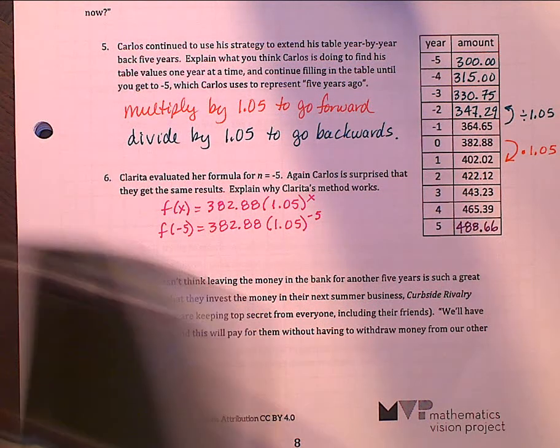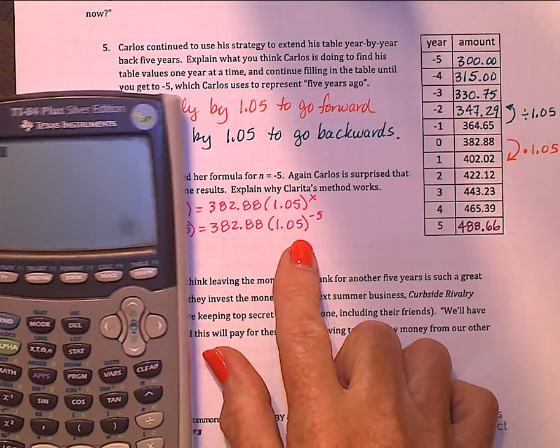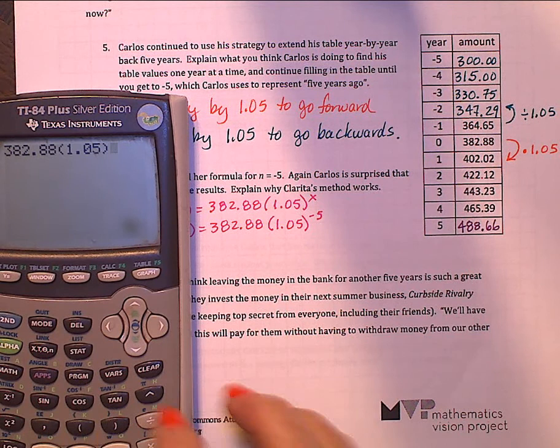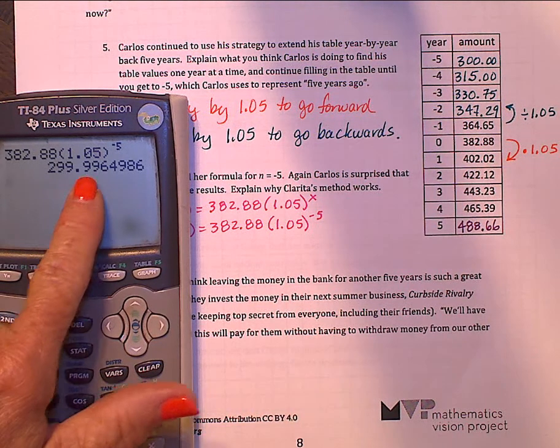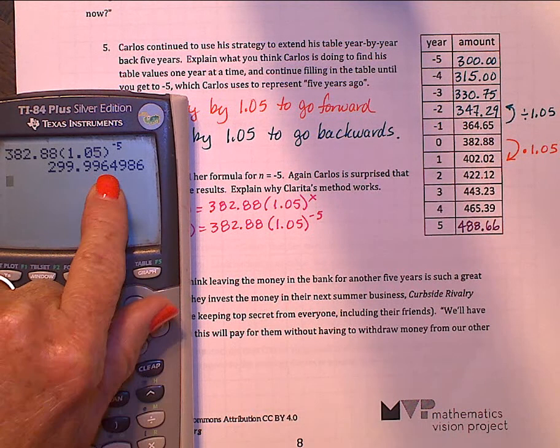Absolutely. All right, so let's go to a calculator and we're going to type this in, and to get that -5 exponent, 382.88 times, you don't have to put a multiplication symbol there, you can go straight to the parentheses, 1.05, close parentheses, and then use this caret up arrow to the -5, and 299.996, which rounds to be exactly 300, absolutely.